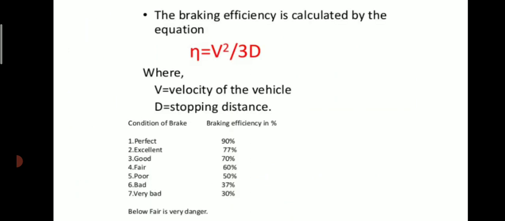What is braking efficiency? Efficiency eta, meaning braking efficiency, is evaluated as v square upon 3d, where v is the velocity of the vehicle and d is the stopping distance. Below that, you will see the condition of brake. When the brake is perfect, efficiency is 90%. When the brake is excellent, efficiency is 77%. When the brake condition is good, then braking efficiency is 70%. Below that is a very dangerous braking efficiency.